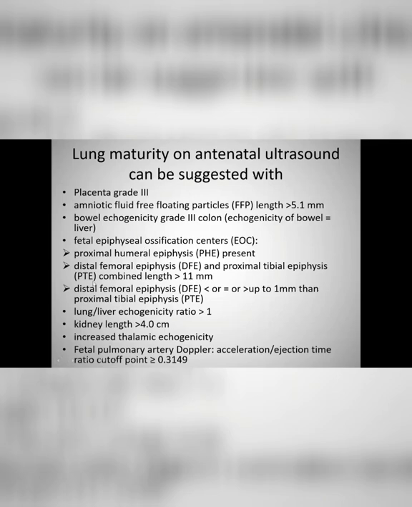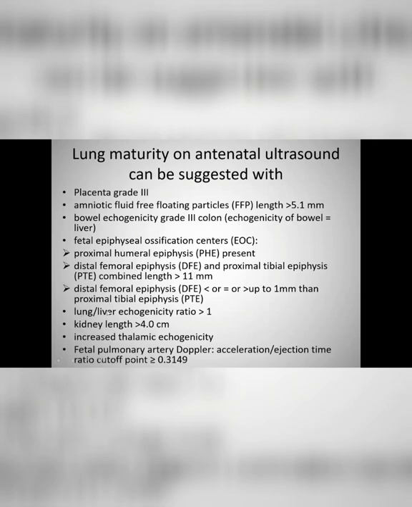The most common is the distal femoral epiphysis that we have seen. We always see the distal femoral epiphysis up to 1 millimeter more than the proximal tibial epiphysis. If you measure the distal femoral epiphysis and the proximal tibial epiphysis, combined lengths more than 11 millimeter, and when you find that the proximal humeral epiphysis is present. We used to see the distal femoral epiphysis, and usually this epiphysis is 3 to 6 millimeter in diameter.